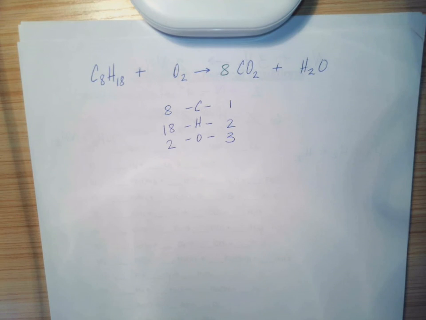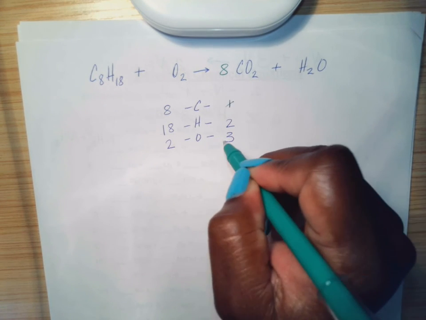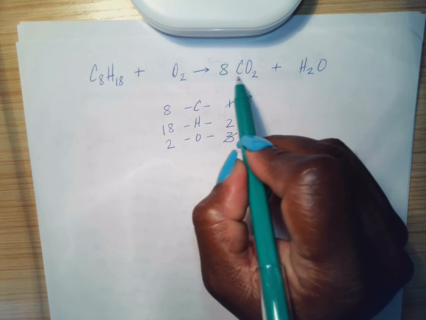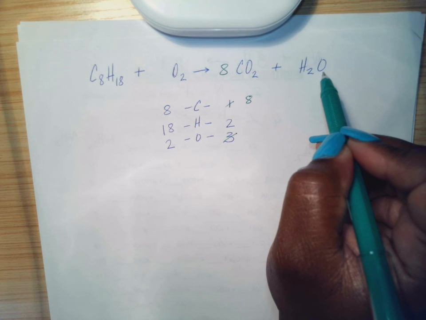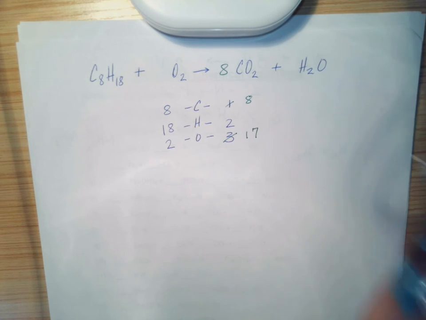When I add that coefficient of 8, it's going to change the number of carbon and oxygen atoms. So now I'll have 8 carbon. I'll have 16 oxygen from carbon dioxide, but you can't forget about that 1 from water. So you have a total of 17 oxygen on your product side. Right now the carbon atoms are balanced, but nothing else.